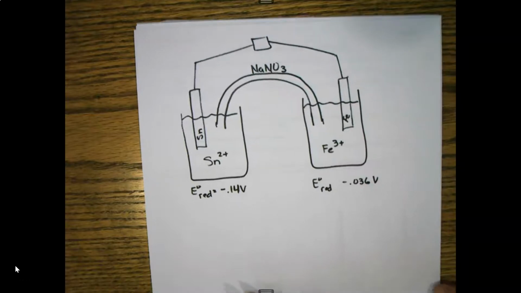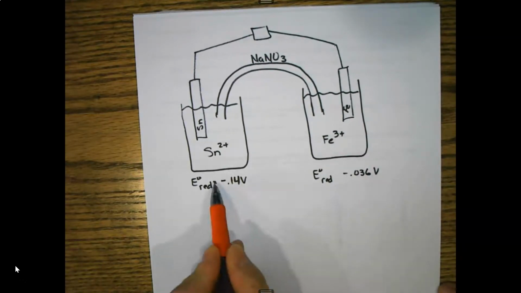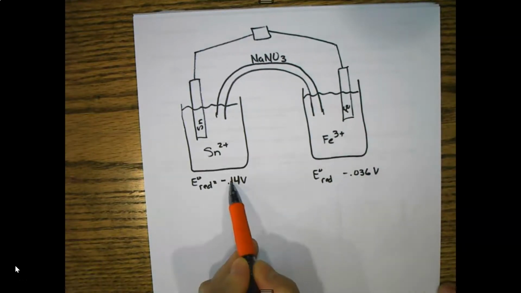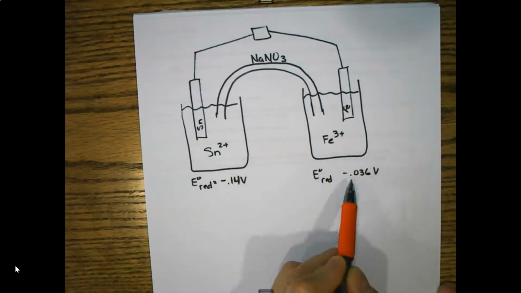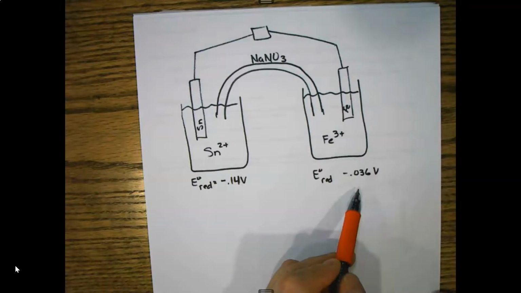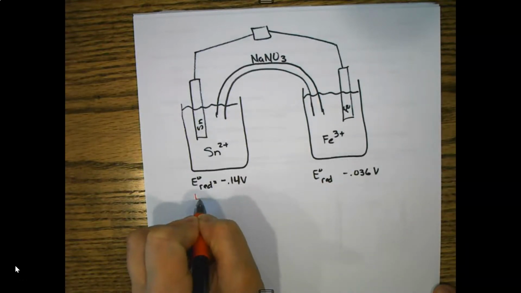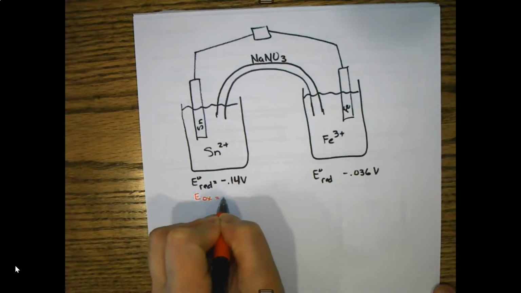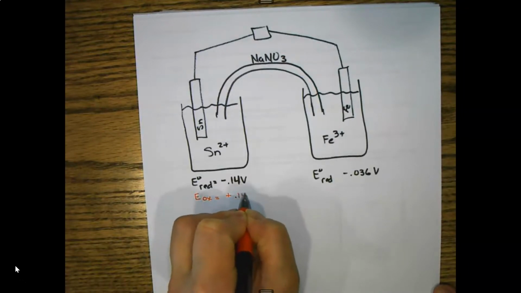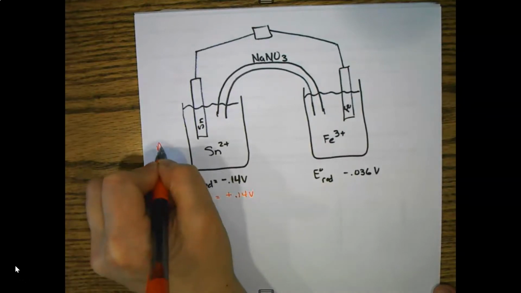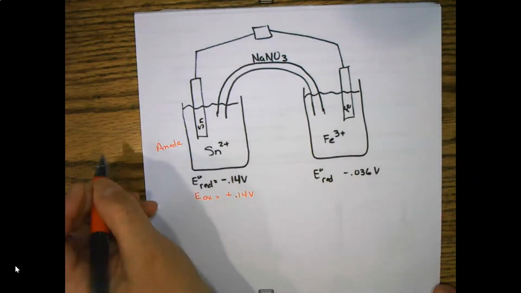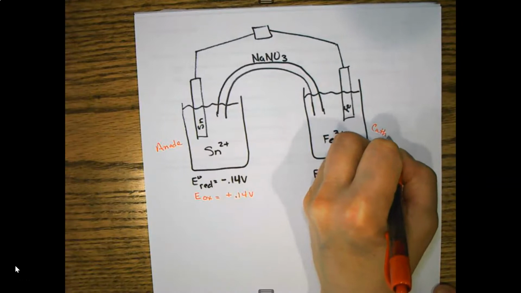All right, so we're back. So what do we have? We're going to start with looking at the voltages. Both of these guys are negative. So in order to maintain a positive voltage, what do I need to do? I need to flip the one that's going to guarantee a positive voltage. So this is really the one that I'm going to flip. So this is going to be my oxidation half reaction. I'm going to make it a positive voltage. So this guy is my anode. This guy is going to be my cathode.